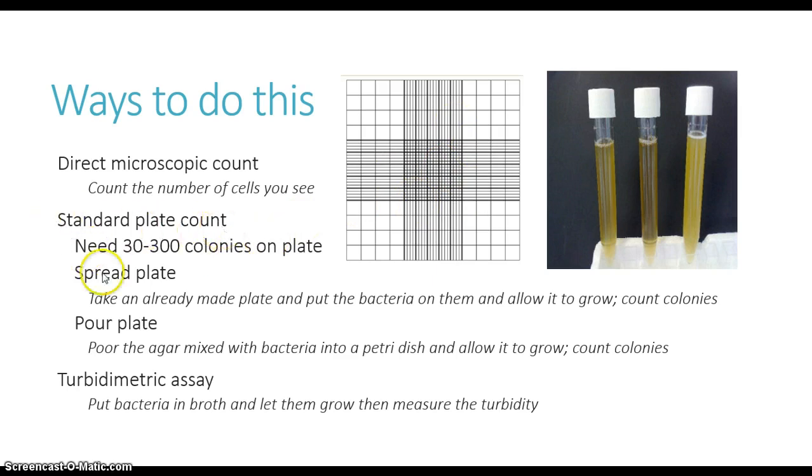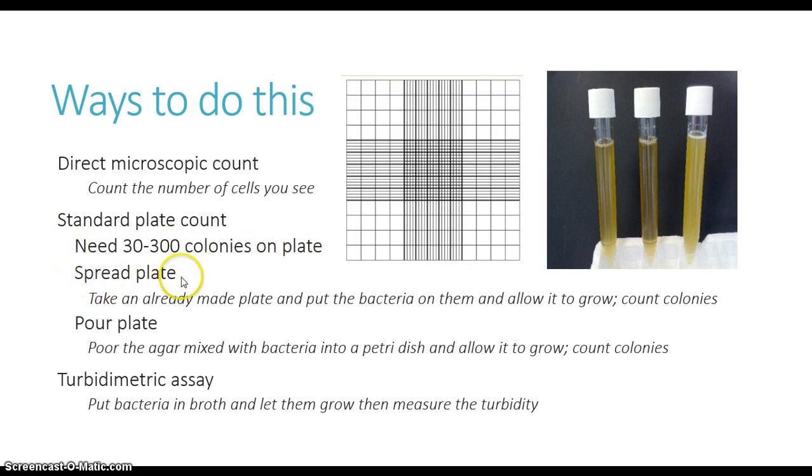With standard plate count, this is what we did in this lab. You take a plate and then you grow bacteria on it, and then you count the number of colonies you see, and then you imply that the number of colonies present equals the number of cells present, and that one cell yields one colony, which has some problems that we'll get into later, but that's the basic logic behind that. You need 30 to 300 colonies, and that's an important thing there.